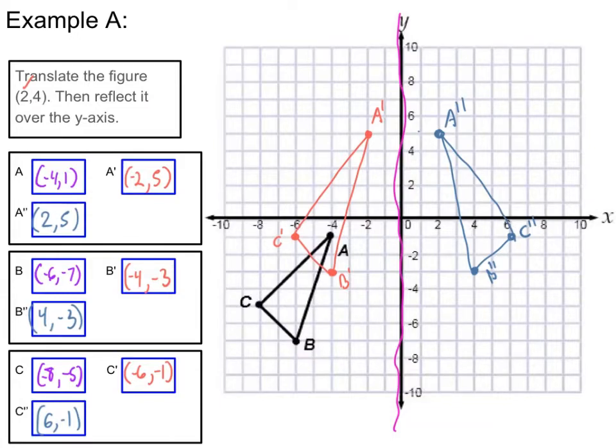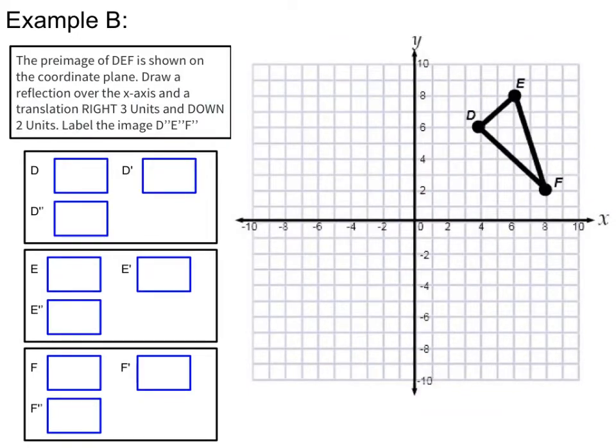Let's take a look at example B. So here we are at example B, and it says the pre-image DEF is shown on the coordinate plane. Draw a reflection over the x-axis, so that's an important step. And then we're going to perform a translation of right 3 units and down 2 units. Label the image D double prime, E double prime, F double prime.